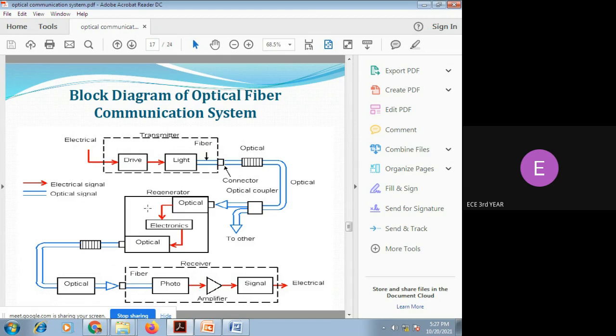The regenerator consists of an optical module, an electronics module, and then an optical module. The first optical module receives the optical signal and passes it to the electronic circuit. The electronic circuit boosts the signal, that is, increases its amplitude, and passes it to the optical block. This optical block is simply used as a light source device, an LED or laser, to generate the light signal and pass it through the channel again. So the regenerator receives the optical signal, converts it to electrical, boosts the electrical signal, and then converts it back to a light signal. This is the process of the regenerator. Then it passes through the optical cable.